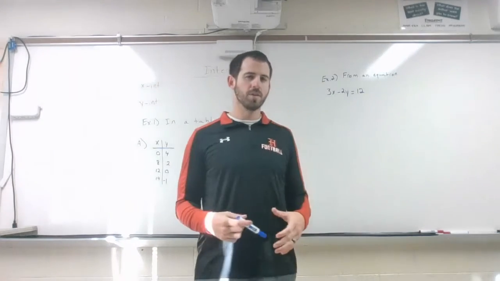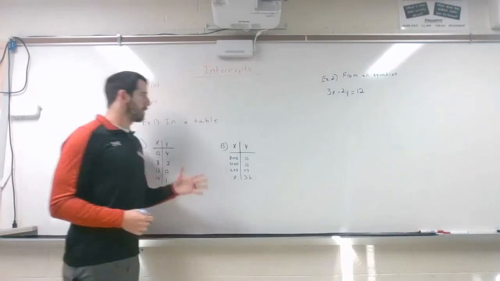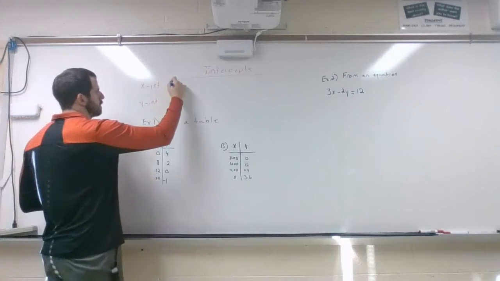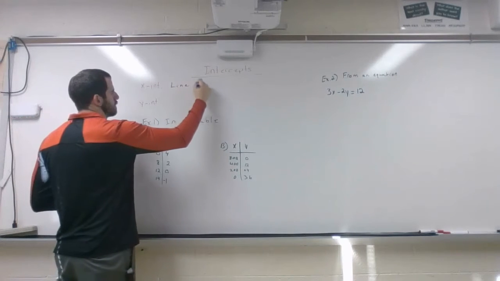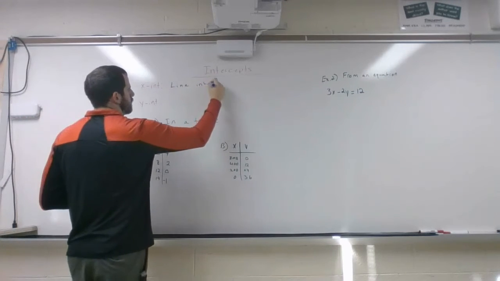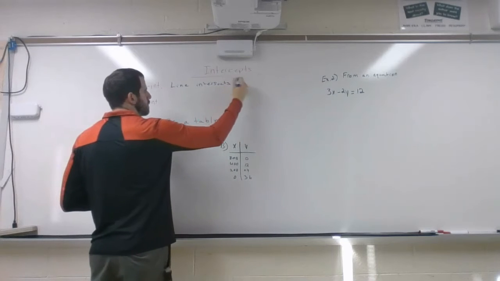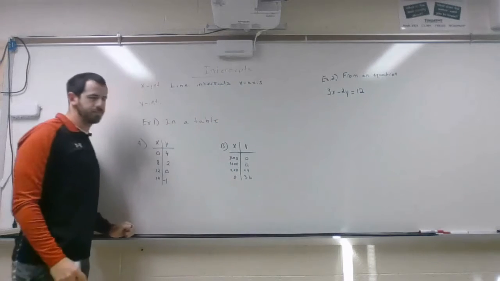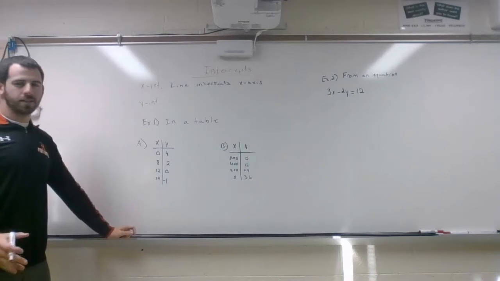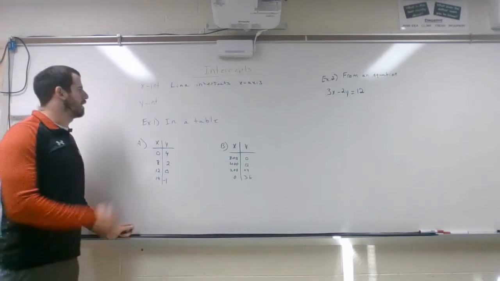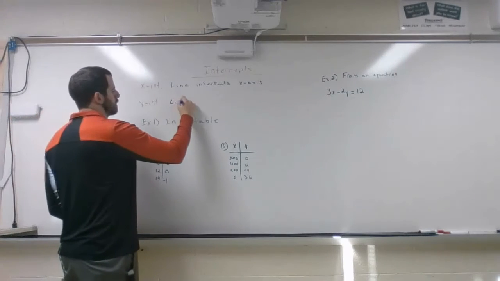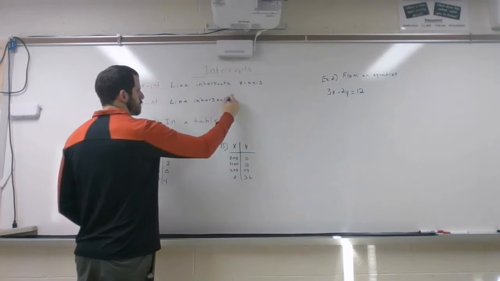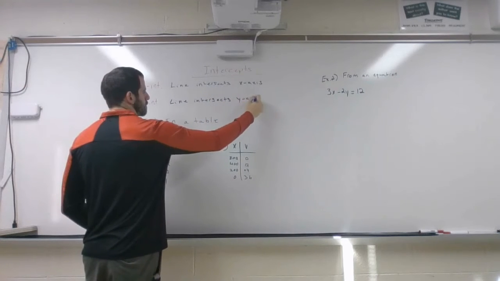Okay, so you should know this, but we have two. We have the x-intercept. Okay, it's simply where the line intersects the x-axis. Now again, just pause if you need to. And then the y-intercept is when the line intersects the y-axis.